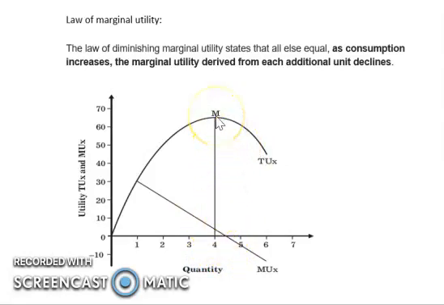And there is a slight error in this graph. When total utility is at maximum, our marginal utility will be 0. And when total utility starts to decrease, our marginal utility will become negative. So these are some of the information you can use in explaining the law of marginal utility.